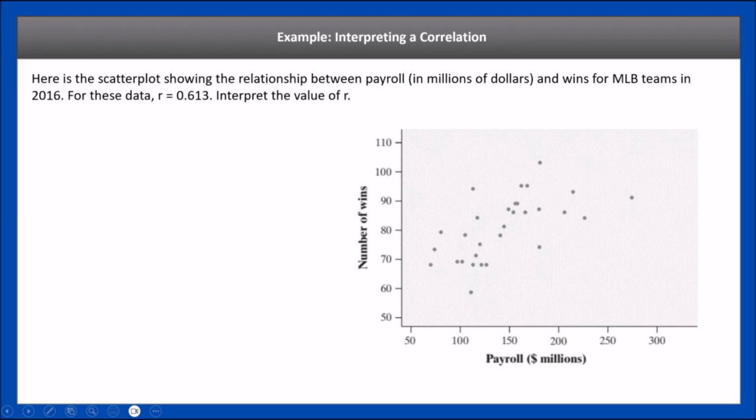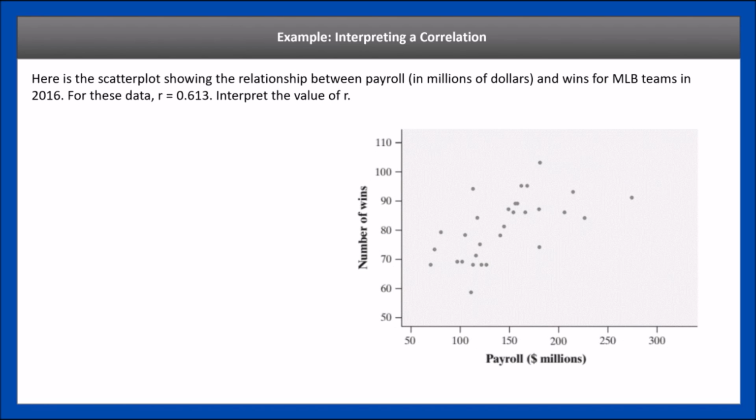All right, so here's the scatter plot showing the relationship between payroll in millions of dollars and wins for the MLB teams in 2016. For these data, R is equal to 0.613. Interpret the value of R. We've looked at this data before. We've said that it's a positive association, and we knew that it has that linear trend. Here, they give us the R value, the correlation.